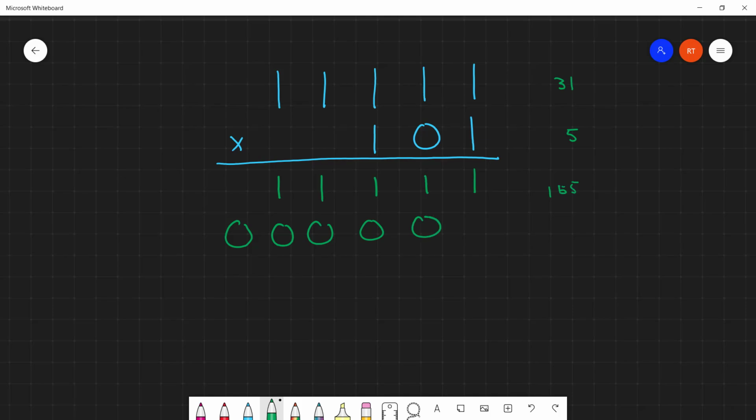Then we need to shift a second time since we're now 2 places higher. Multiply by 1 to get 11111. Now add these together. 1 plus 0 is 1. 1 plus 0 is 1.